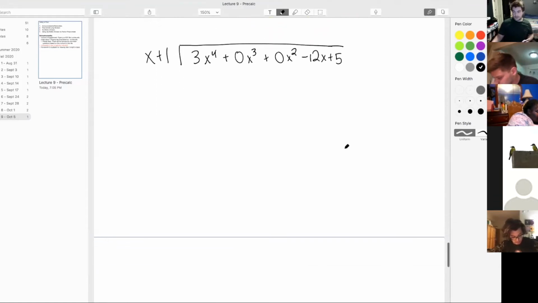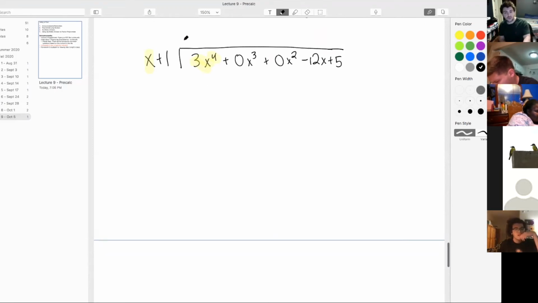All right. So let's go through it. All right, so let's maybe do this slightly quicker. So x multiplied by what will give me a 3x to the 4th? Well, I think 3x to the 3rd works. So that's what you put up here. And now you multiply x and 1 by this 3x to the 3rd. So x multiplied by 3x to the 3rd will give me precisely 3x to the 4th, and 1 times 3x to the 3rd is just 3x to the 3rd.